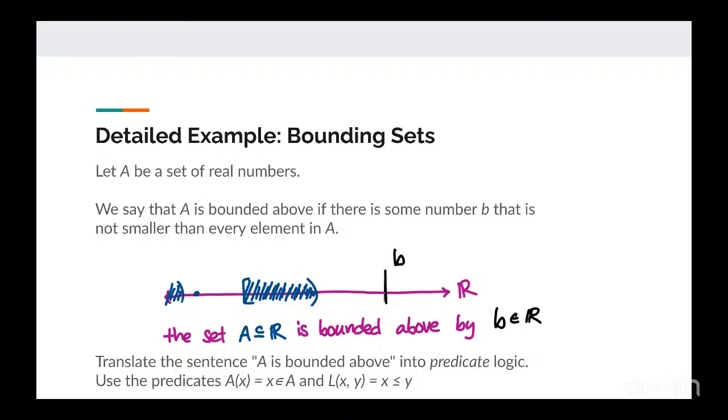So with that in mind, I want to translate this sentence, "A is bounded above," into predicate logic. So "A is bounded above" was this sentence. And you can use those predicates there that I've given you. So A(x) means x is an element of A, and L(x,y) means x is less than or equal to y.